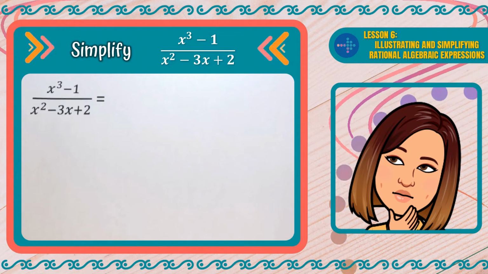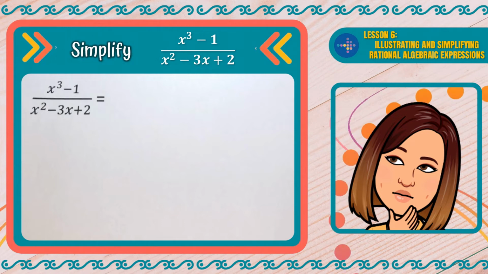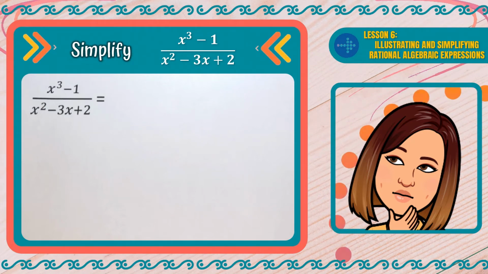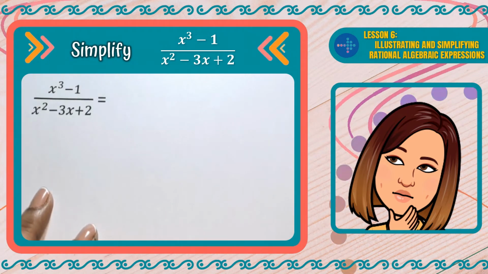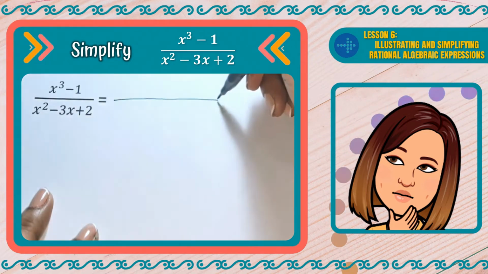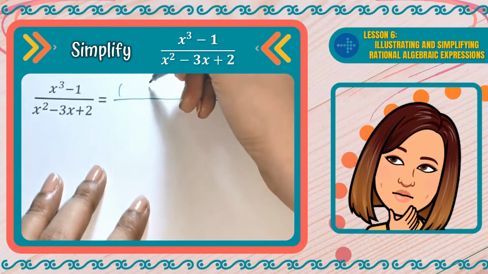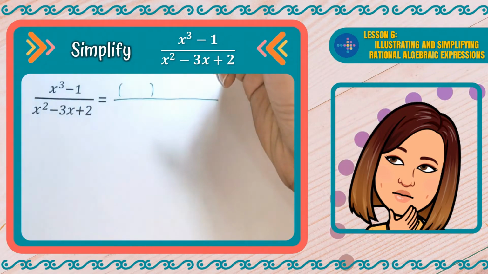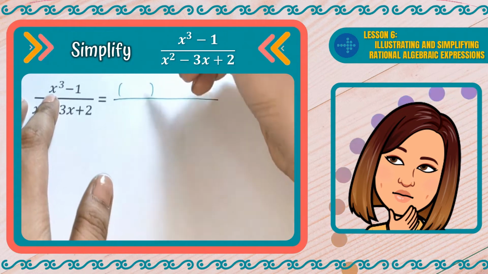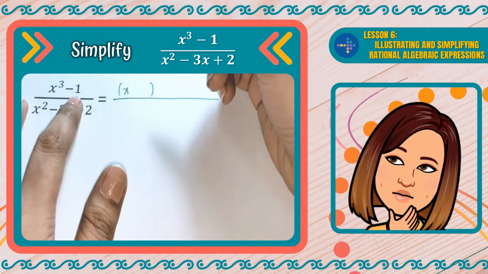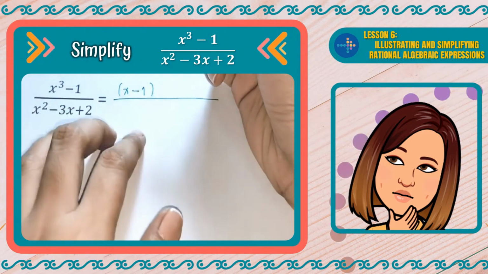So, the given is x cubed minus 1 over x squared minus 3x plus 2. So, factor the numerator and the denominator. For the numerator, we have x cubed minus 1, and it's factorable by difference of 2 cubes. Kapag difference of 2 cubes, meron tayong binomial factor and trinomial factor. To find the binomial factor, extract the cube root of the first term and the second term. Ano ba ang cube root ng x cubed? We have x. While for 1, the cube root is 1. Since minus sign ito, minus sign din yung nasa binomial factor natin.